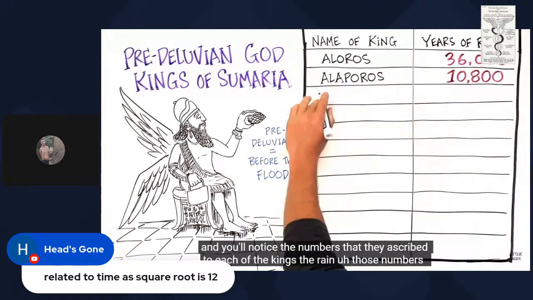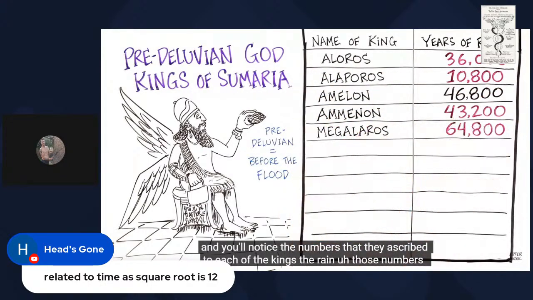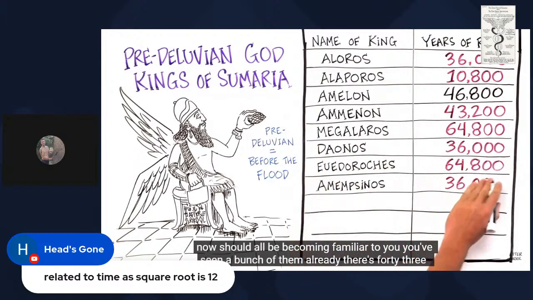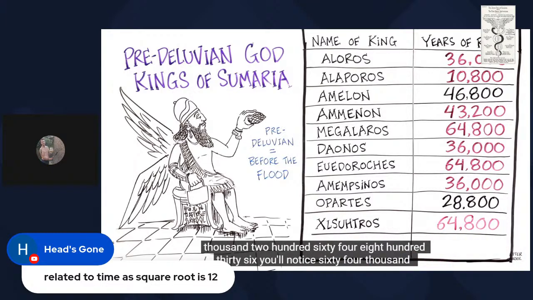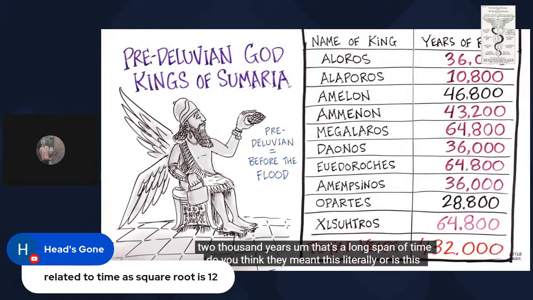And you'll notice the numbers that they ascribed to each of the kings' reigns, those numbers should all be becoming familiar to you. You've seen a bunch of them already. There's 43,200, 64,800, 36,000. You'll notice 64,800 is presented twice, actually 3 times. The total, though, is 432,000 years. That's a long span of time.